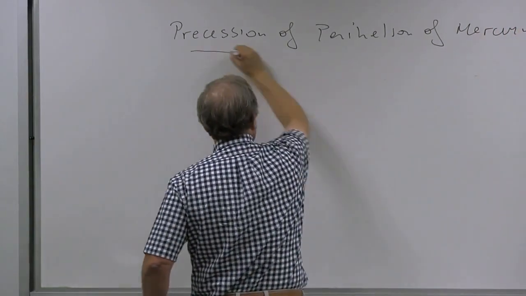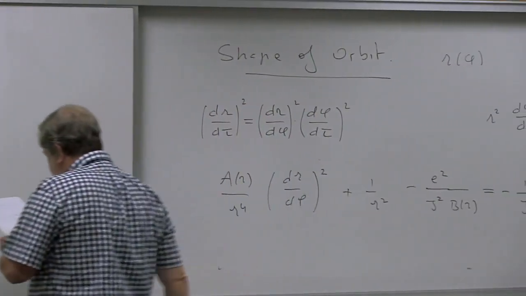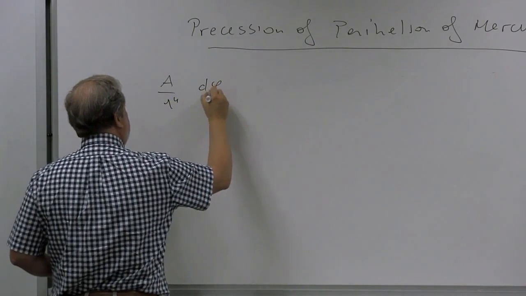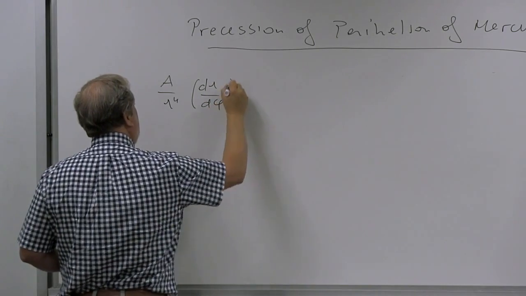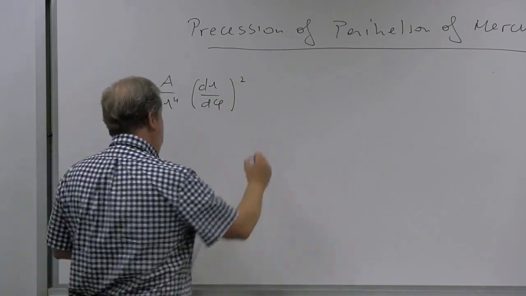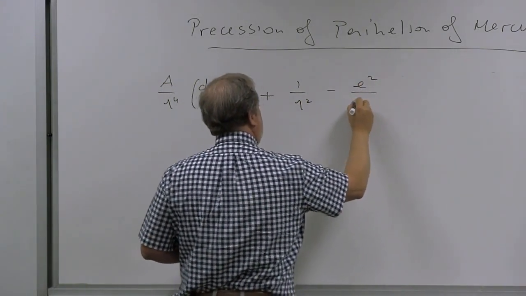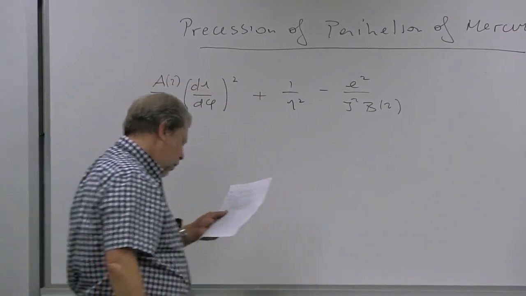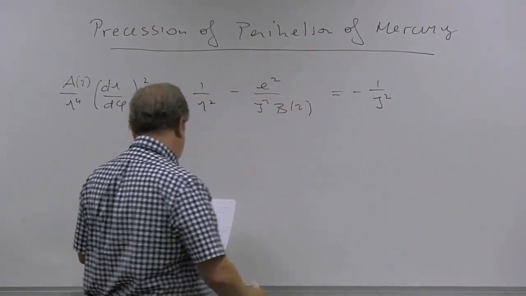So the equation that we need is precisely this equation over here. Let me rewrite that over here on this side. A divided by r to the 4 times (dr/dφ) squared, plus 1 over r squared, minus E squared divided by J squared B(r), which is a function of r, is equal to minus 1 over J squared, which is some constant.